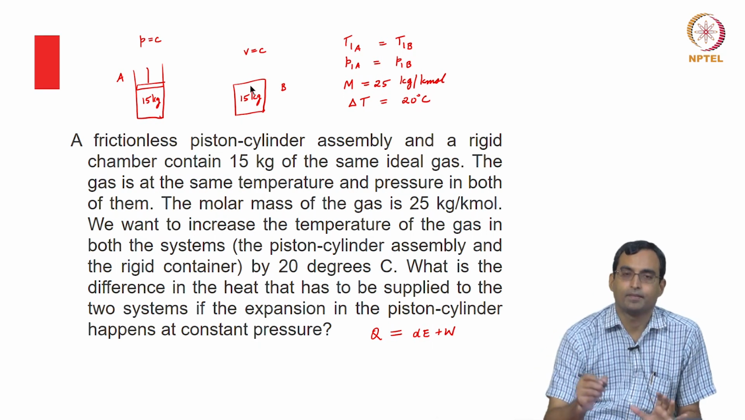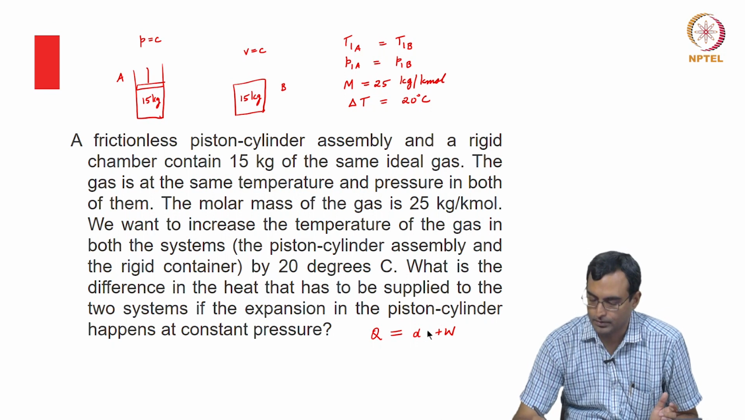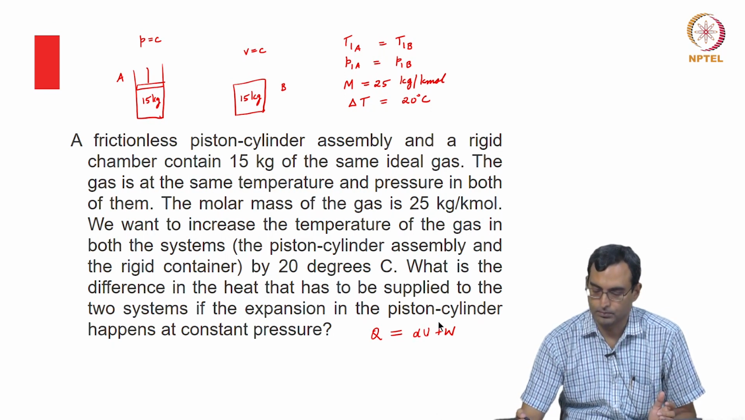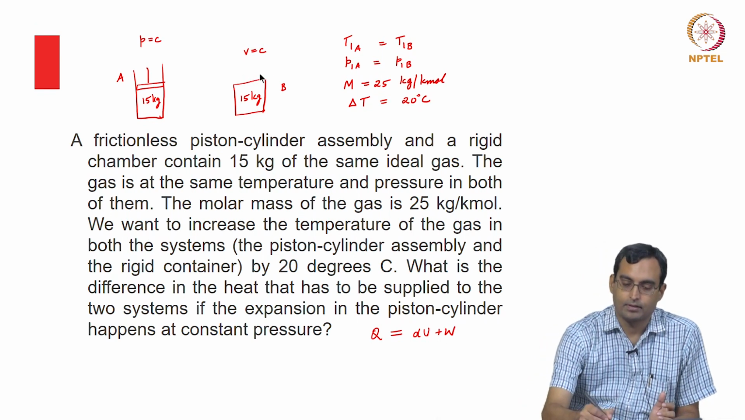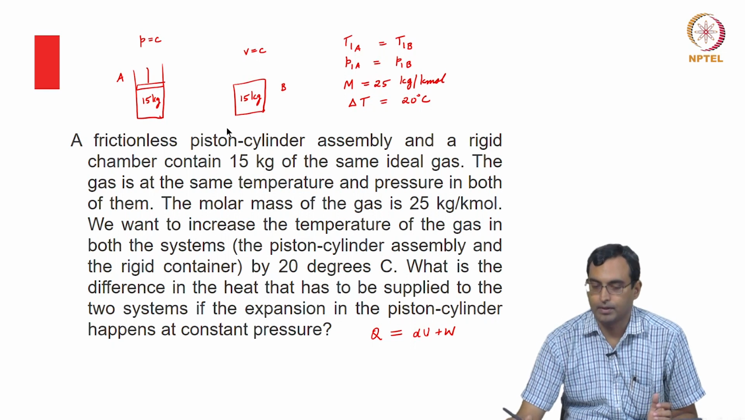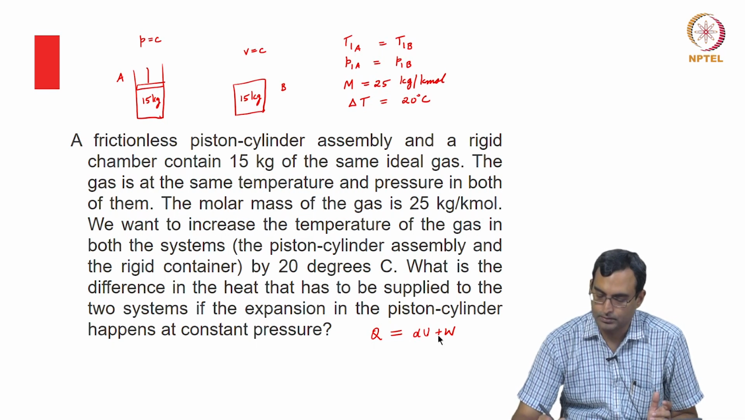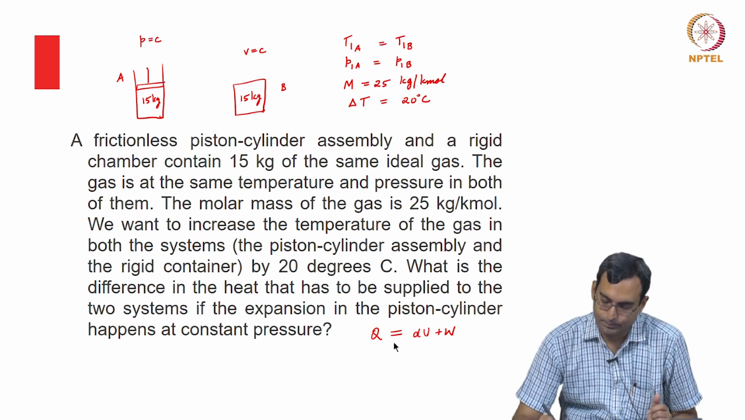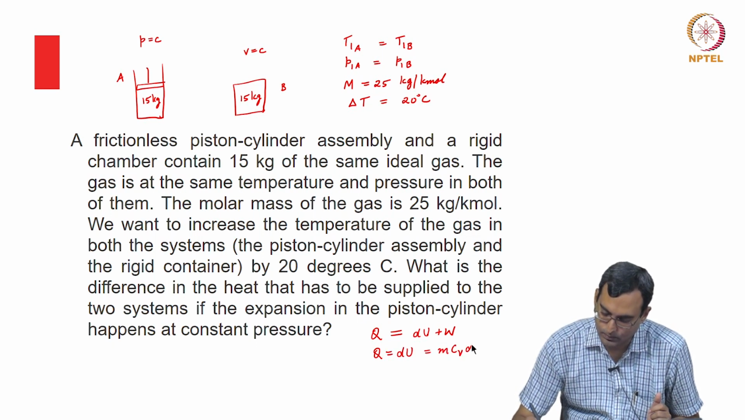This system itself is stationary. There is no change in potential and kinetic energy of the system. So, I can also write this as du plus W. In the case of this chamber here, it is a rigid chamber. There is no shaft work, there is no electrical or mechanical work. So, W is 0. So, essentially Q is du, that is equal to m Cv dT.